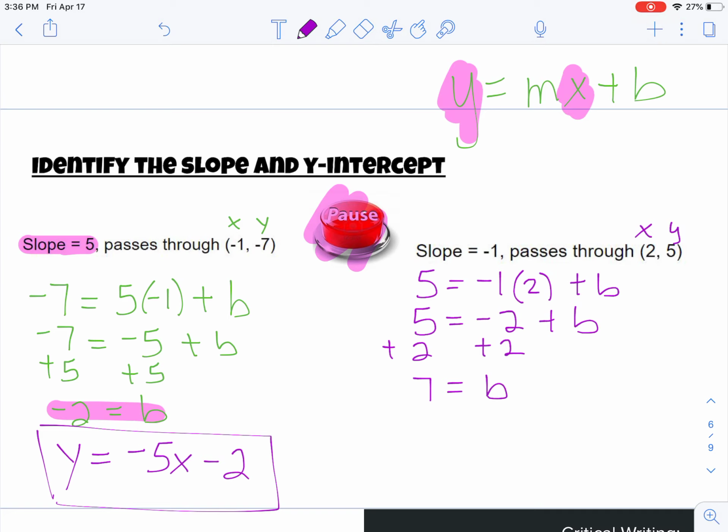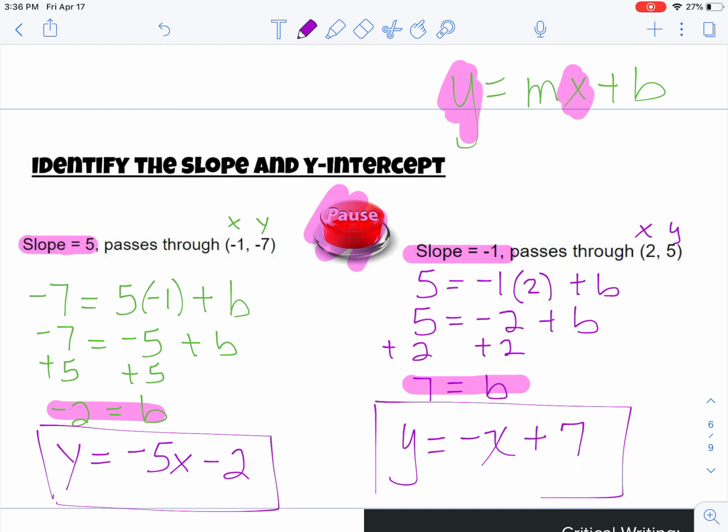Okay, so those are some things that I know. Okay, I know that my slope is negative 1, and I know that my y-intercept is 7. So I'm ready to write an equation. I got y is equal to... Let's see, I said my slope was -1, so do I need to write -1 or can I just write -x? -x is fine. You can write -1, it's just not needed. All right, -x, now 7's positive, plus 7. There is my equation.